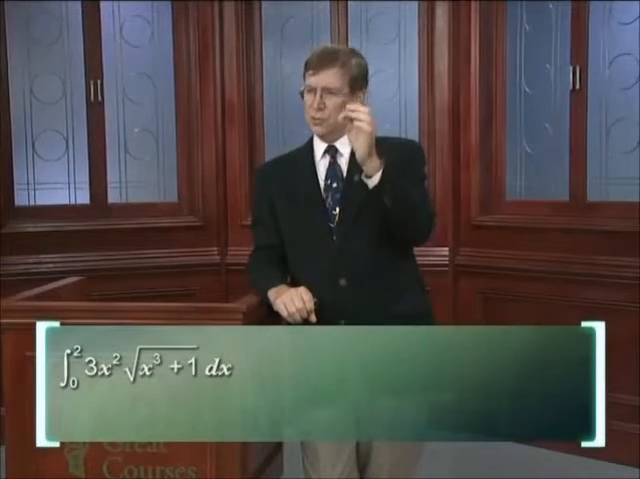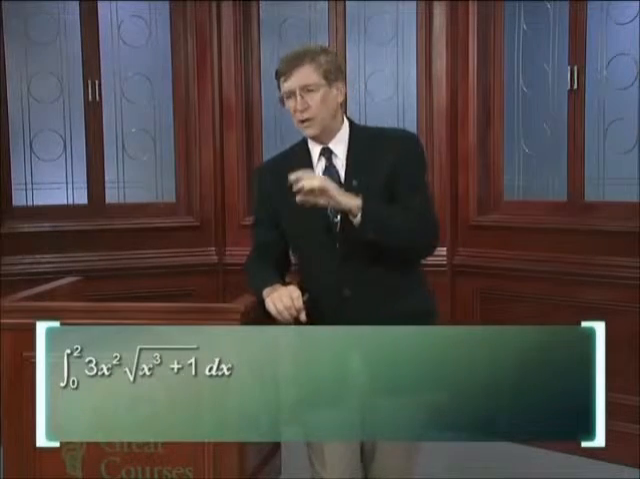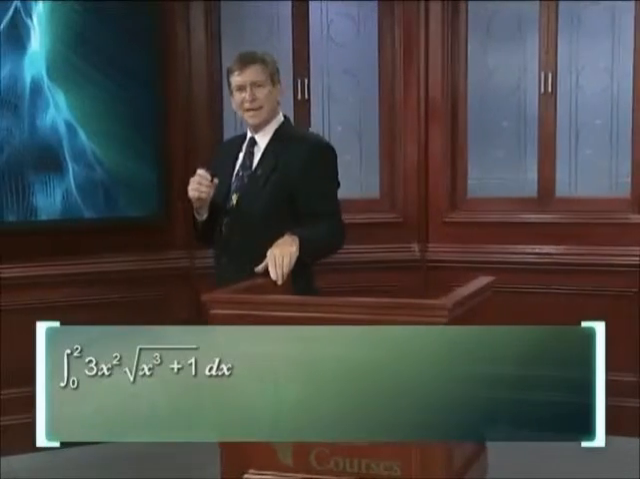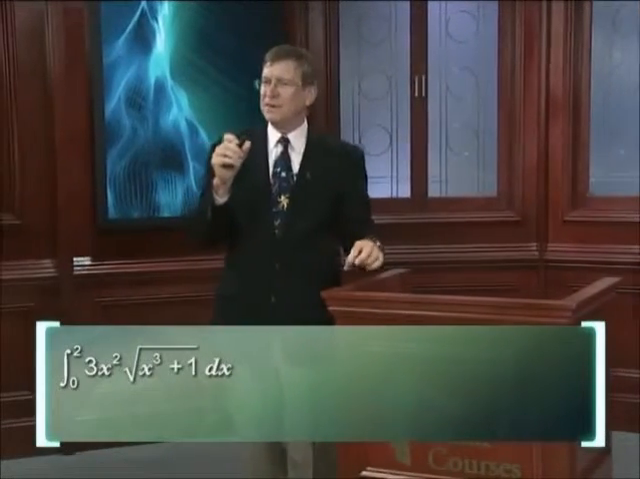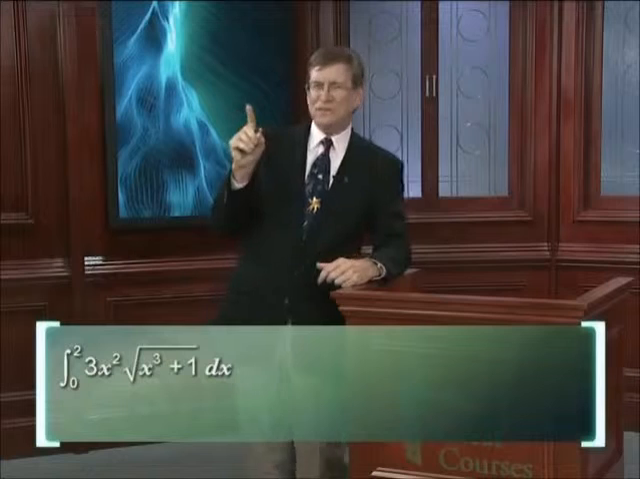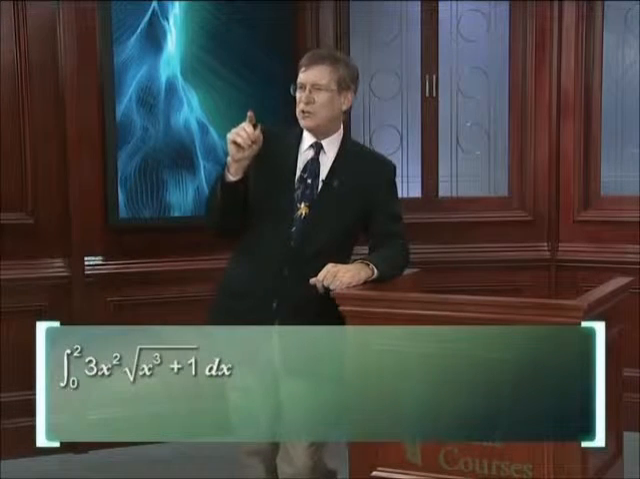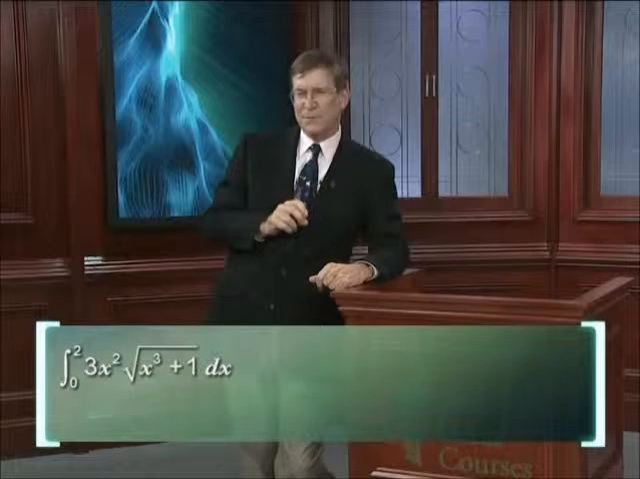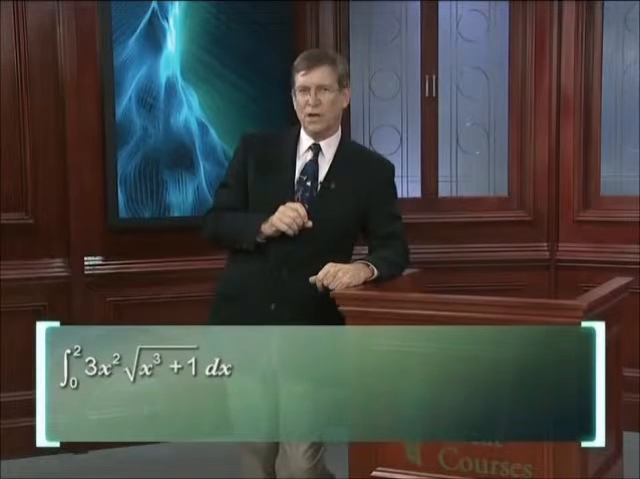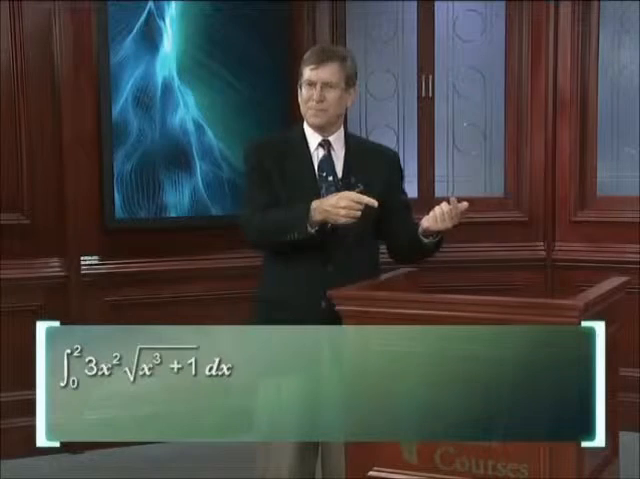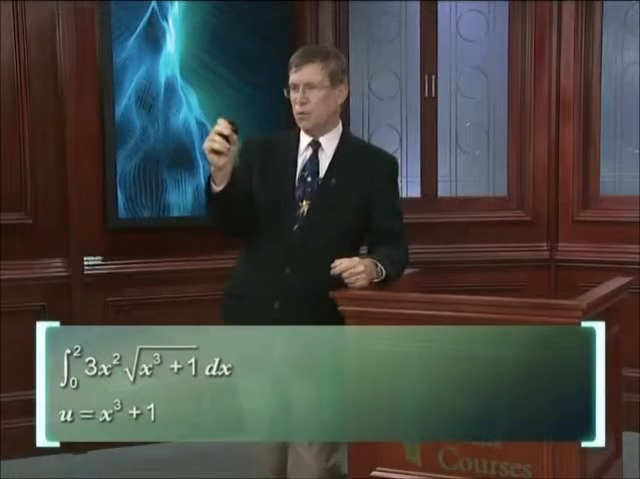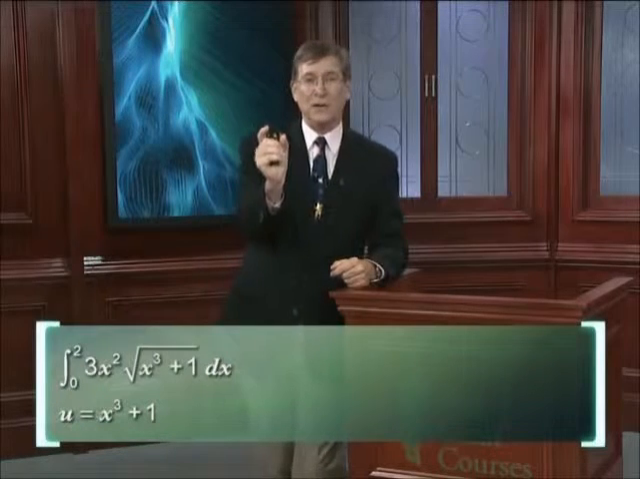Let's look at the integral from 0 to 2 of 3x squared times the square root of x cubed plus 1. Now, I hope you're saying to yourself, I could do this as follows. I could find the antiderivative of 3x squared times the square root of x cubed plus 1 using substitution. Let me tell you who the characters would be. u would be x cubed plus 1. That's the thing inside the radical.